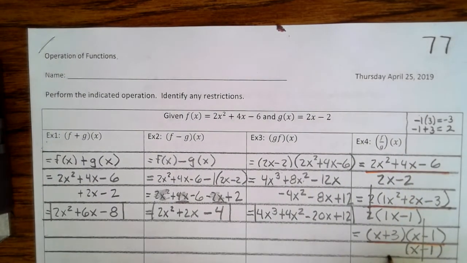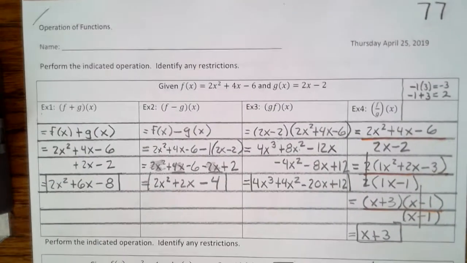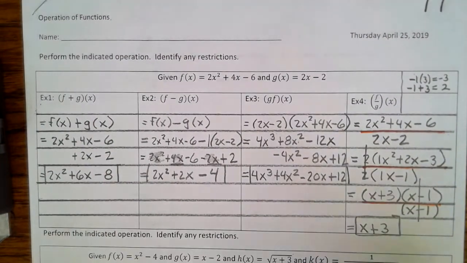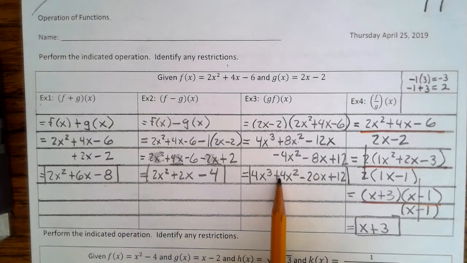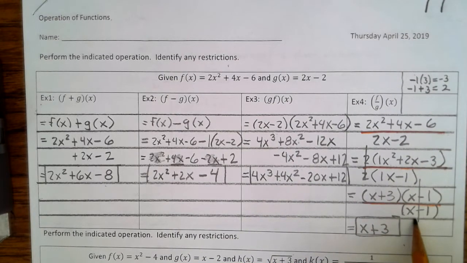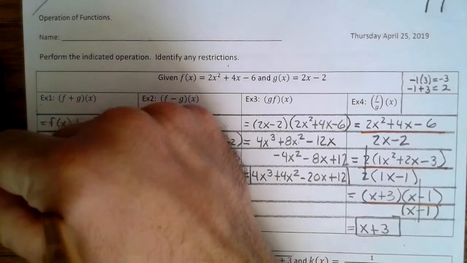Now, I almost forgot, but it says identify any restrictions. Well, there's no denominator in example 1, 2, 3, or 4 because that divides out. So there are no restrictions in these examples.